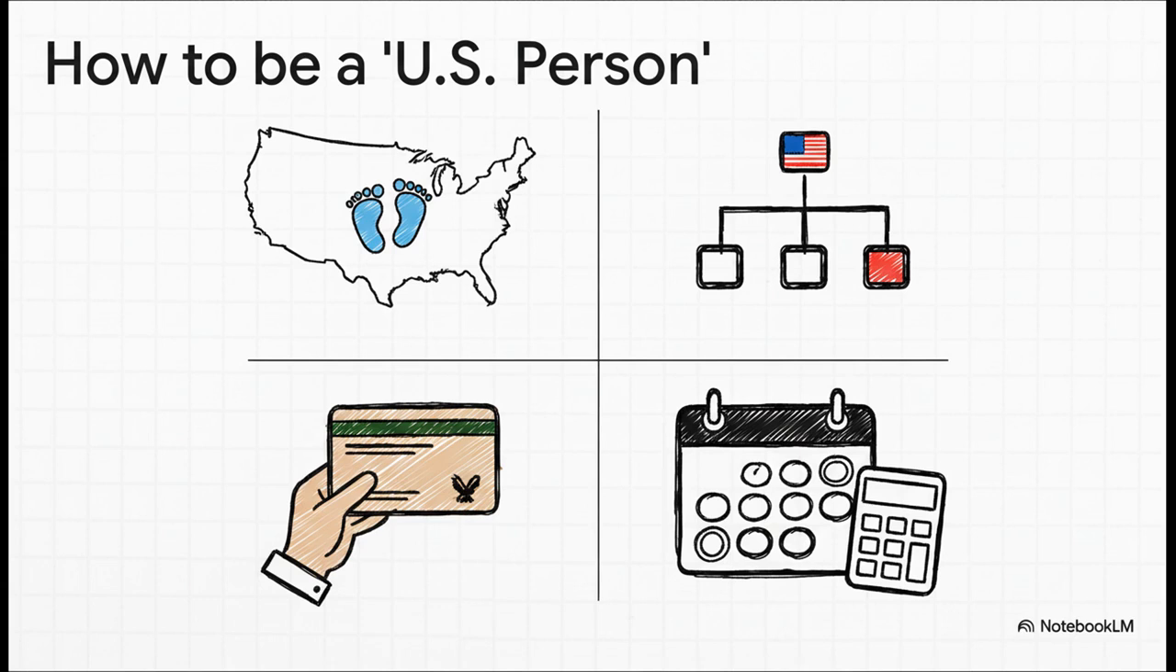Some are pretty obvious, right? Like being born in the U.S. or holding a green card. But it can also happen if one of your parents is a U.S. citizen, provided they meet certain residency rules. And then there's the one that catches a lot of people, a purely mathematical formula called the substantial presence test.